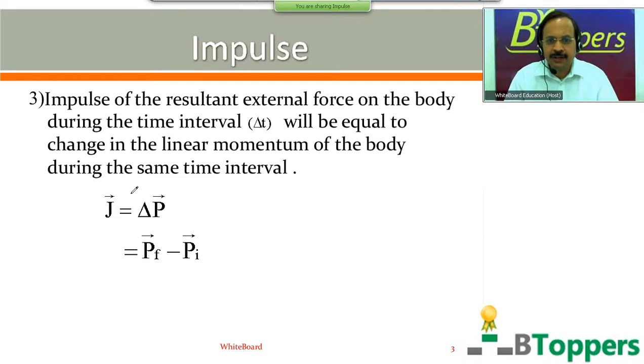Of course, it's understood that pi bar is the initial momentum of the body at the instant t equals t1. Pf bar is the final momentum of the body at the instant t equals t2. And delta p bar is the change in the linear momentum of the body during the time interval delta t equals t2 minus t1. Come on, copy down.